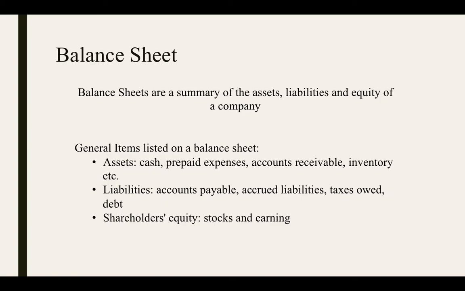The exact items reported on a balance sheet depend on the industry and the company that is involved. But in general, line items included in the balance sheet are assets, which include cash, prepaid expenses, accounts receivable, inventory. Liabilities, which is accounts payable, accrued liabilities, taxes owed, debt owed, and shareholders' equity, which are stocks and earnings.